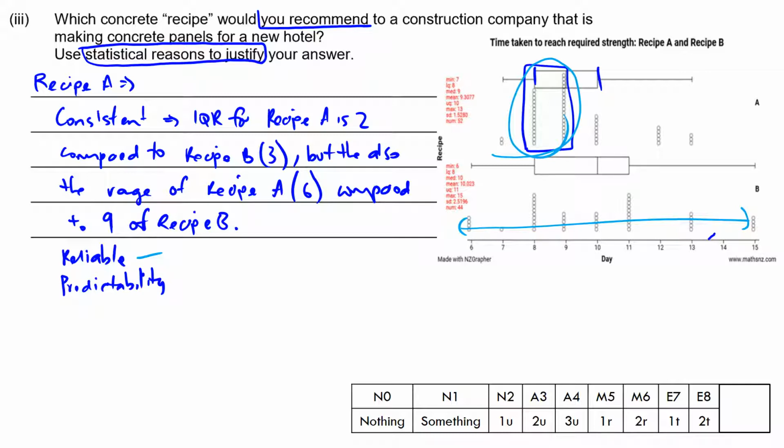So for an achieved tick there, you just needed 1 of those 3 things. Merit tick, you needed 2 of those. And you needed to basically say not just reliable, but why they're reliable. And again, count up how many U ticks you got. If you get 1 U tick, that gives you an M2. If you get 3 U ticks, you get an A4. 2 R ticks, you get an M6.